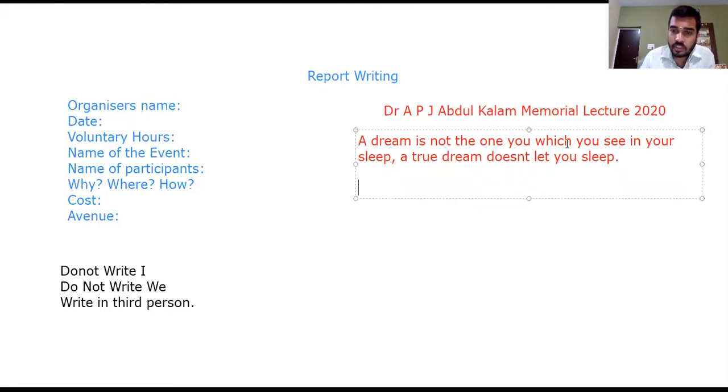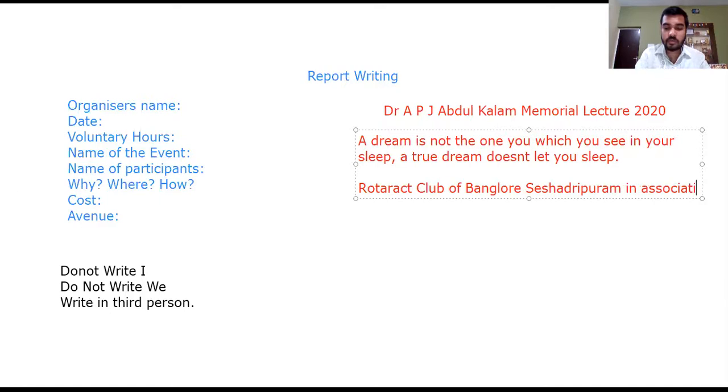So what next? We can right away start with the organizer. So who organized? I can start it in different ways. I'm giving one of the ways in which I would write the report, if I'm asked to do so. I would start off with Rotaract Club of Bangalore Sheshadripuram, in association with. It is important to mention the co-host's name.